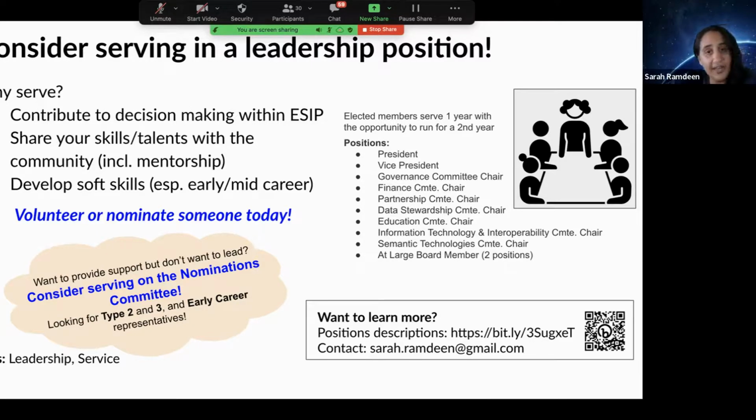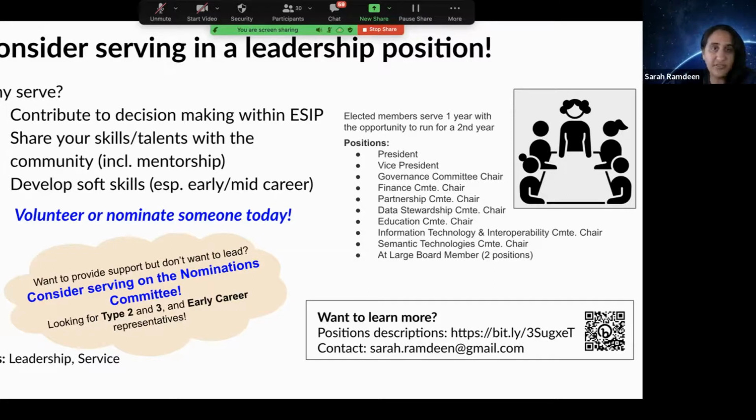One aspect that I'd like to share today is the opportunity to become a leader within ESIP. As you can see here on the right of the slide, we have a number of leadership positions that are elected within ESIP. Elected officials serve for a year and have the opportunity to run for a second year. Those range from positions like president or vice president to chairs of select committees and then membership on the board.